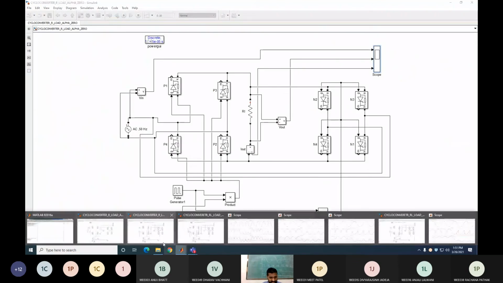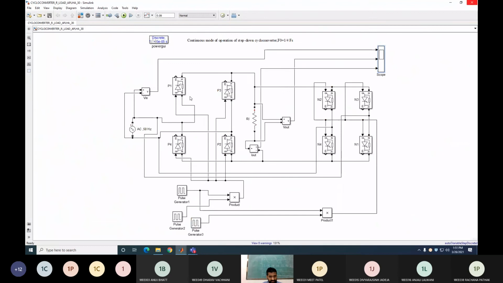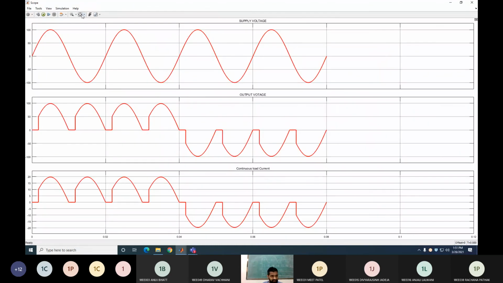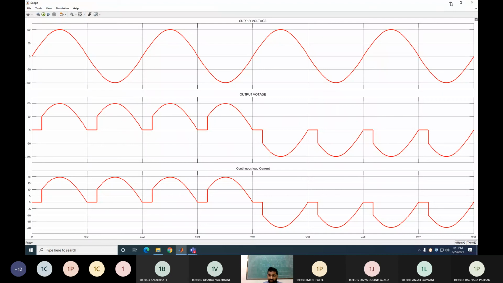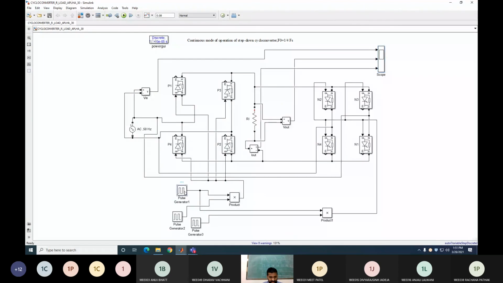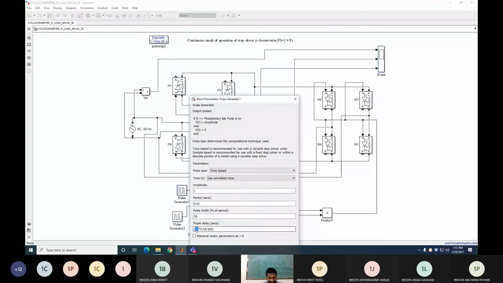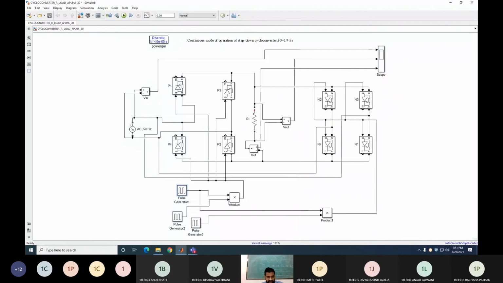In the next simulation, alpha is 30 degrees, the load resistance is the same R load, but we get a controlled output voltage because we changed alpha. Here it is 30 degrees; we can change to any firing angle. Suppose I use 45 degrees, then the voltage at the load side is lower than at a 30 degree firing angle. Let's check here.